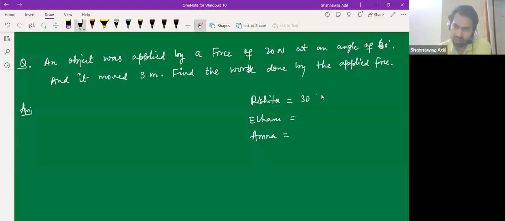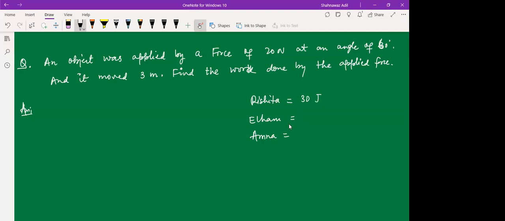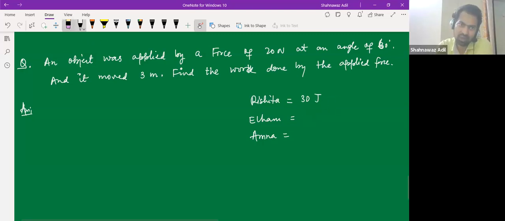30 joules, right? So 30 joules or Newton meter. Yes, we can write Newton meter also, because that is F into D. So F is Newton, and this is meter. So we can write joules or Newton meter.